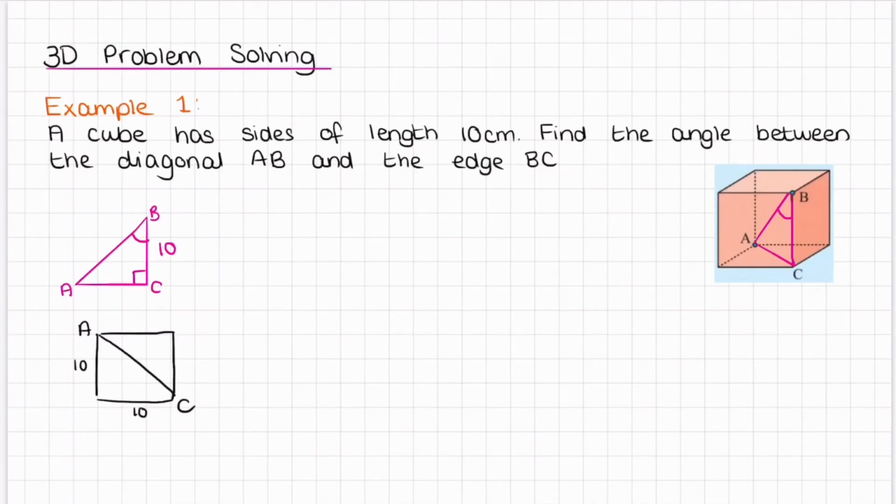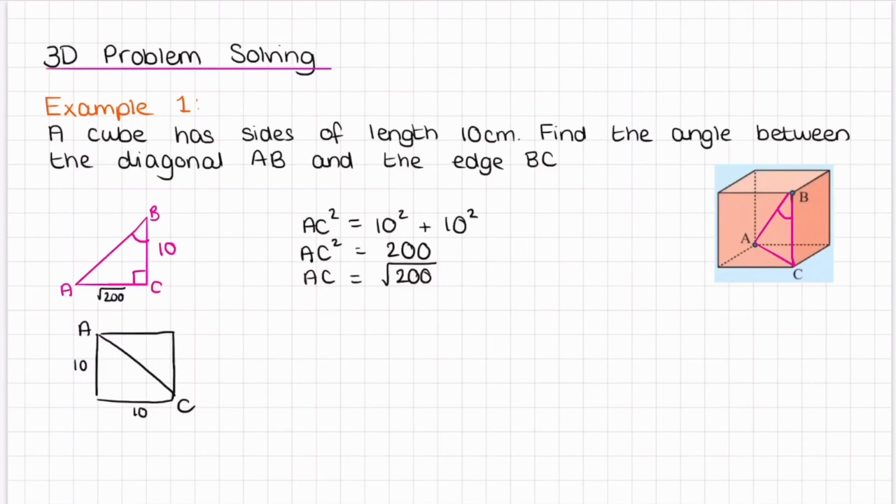So to work out the length of that, we need to use our Pythagoras. So AC squared equals 10 squared plus 10 squared. So AC squared will equal 200 and AC will equal the square root of 200. So now we know the length of AC, which is the square root of 200. Often with 3D problems, you may have to incorporate Pythag as well. Be aware of that.